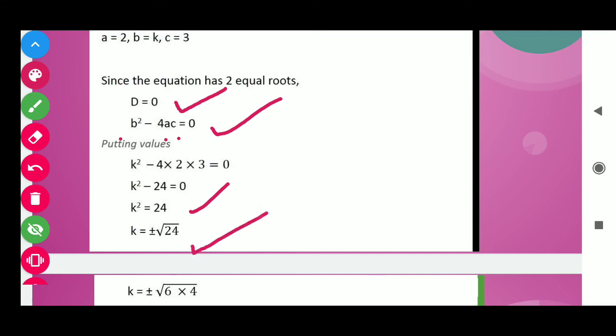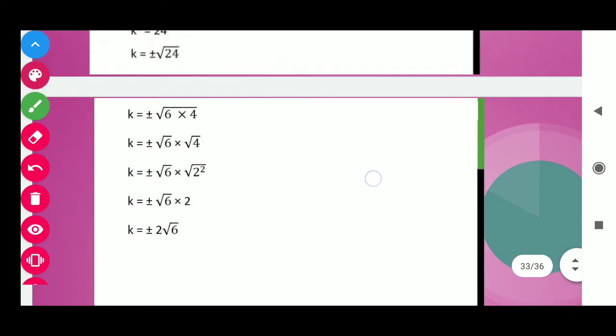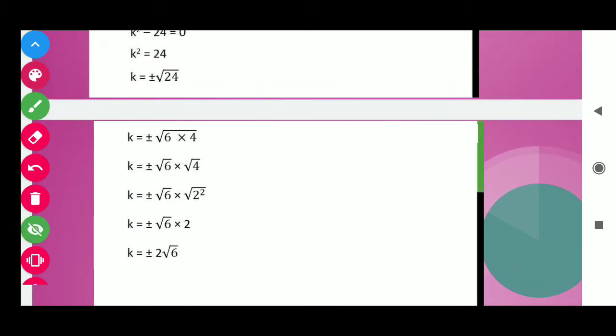24. जब भी स्टूडेंट्स यहाँ पर इवन पावर आती है तो उस केस में हम यहाँ प्लस माइनस का साइन यूज़ करते हैं. ओके, so in this way we get k is equals to plus minus 2 root 6. स्टूडेंट्स, आप 24 को फैक्टराइज करेंगे and we get 6 into 4 and 4 is the perfect square. In this way this comes out as 2, so we will get the answer plus minus 2 root 6.